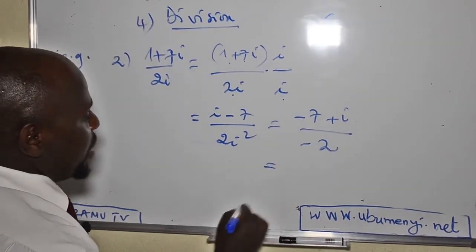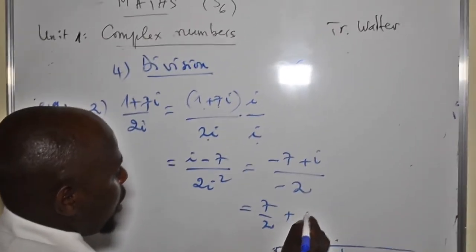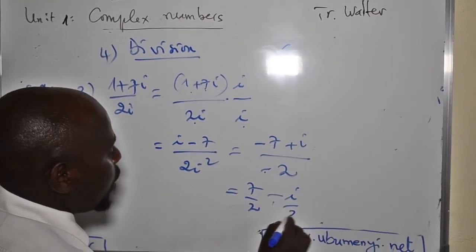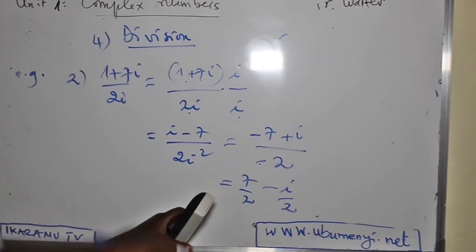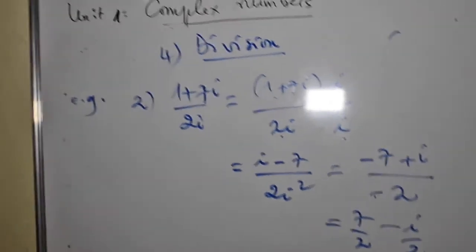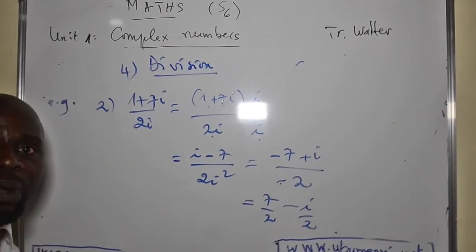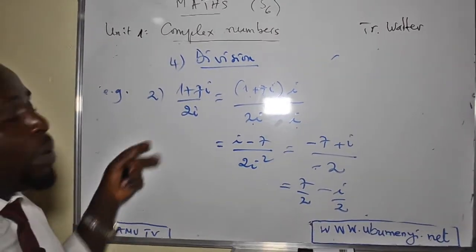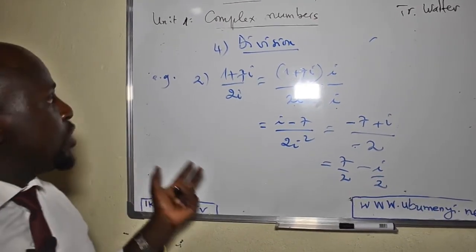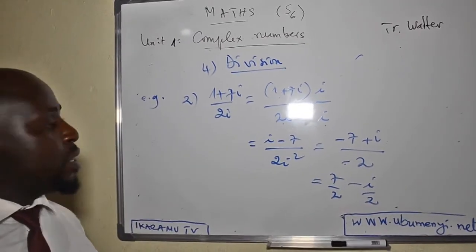And then here we can see immediately that it will be 7 over 2, and because of this negative, it will be minus i over 2. And this is now the resulting complex number from this division. So within division there are 2 cases, where we need to multiply by i and where we need to multiply by the complex conjugate of the complex number in the denominator. So this is all about division, and we have seen so far addition, subtraction, multiplication, and division of complex numbers.